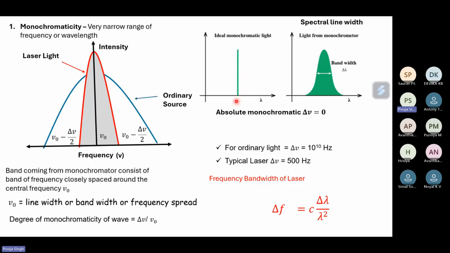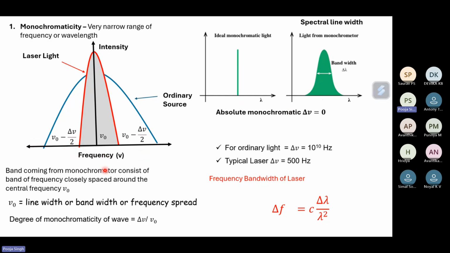Okay, so absolutely monochromatic light always has delta nu equal to zero. That people can ask in the MCQ question. Now the thing is, what is this representing? This was in the form of the wavelength. The x-axis was in the form of wavelength. But if you convert into the frequency, it will remain the same.